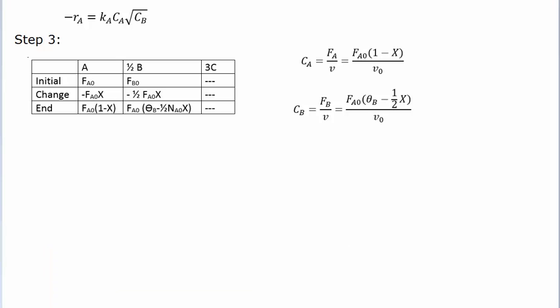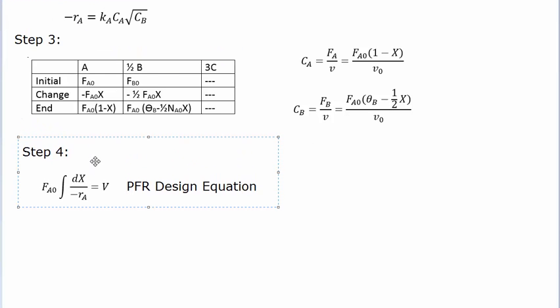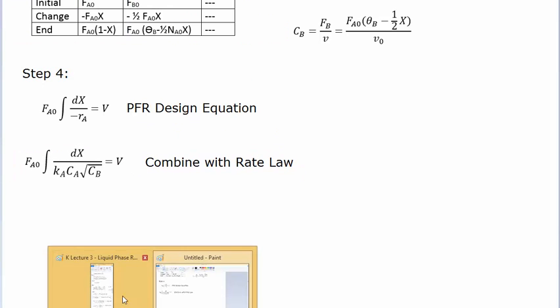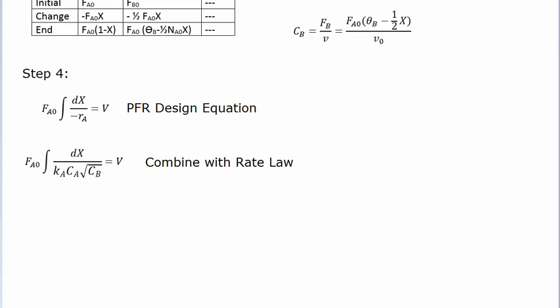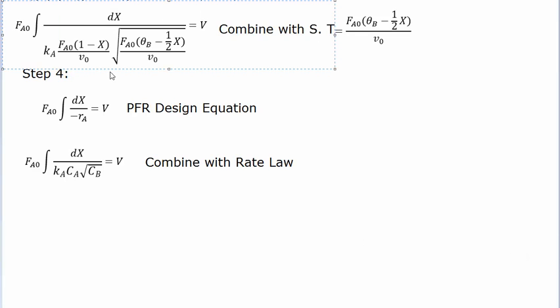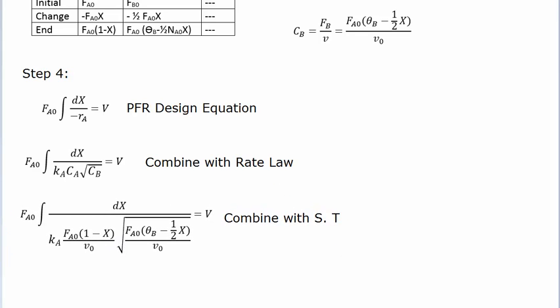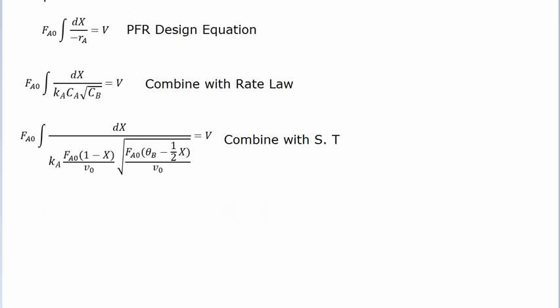And now, step 4, we combine everything. First, start with the design equation for PFR. Next, sub in the rate law that you came up with from step 2. Next, combine the rate law with the stoichiometric table. See, it's already looking pretty bad. Next, simplify out all the constants.